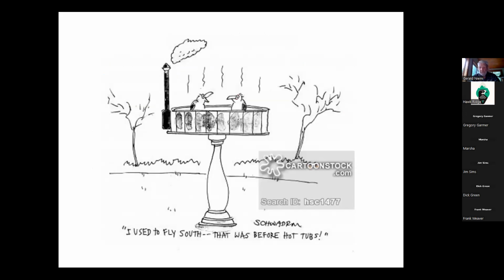I'll close with one. I happened to find this little cartoon that says, "Well, I used to fly south. That was before hot tubs." But maybe it's just a symbol of, or analogy with, the short-stopping of many of these birds. Climate change has changed things a bit, so they don't have to; they used to fly south, but they don't anymore. But we don't know the answer to that question.